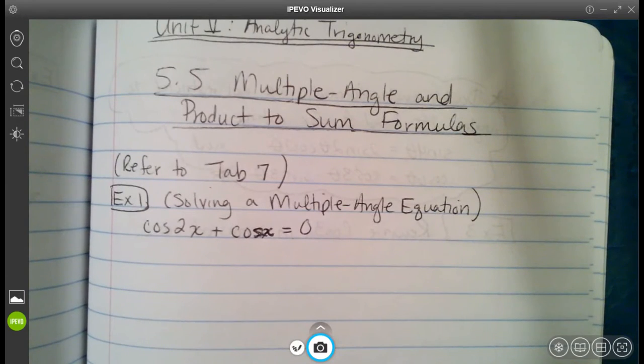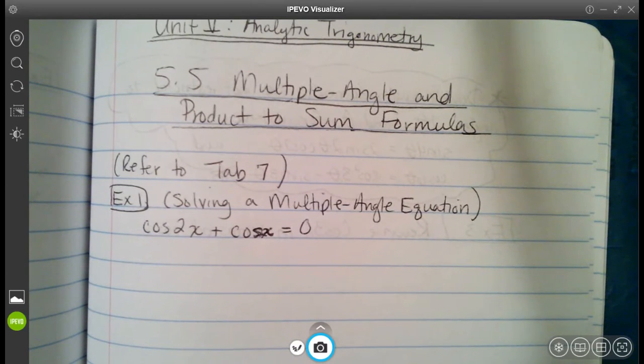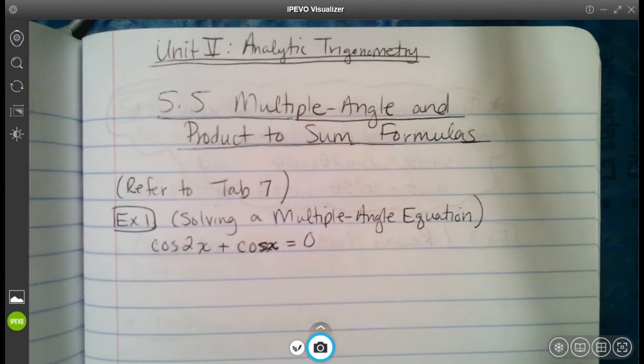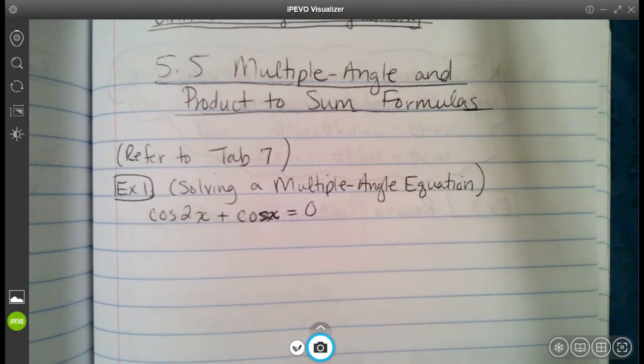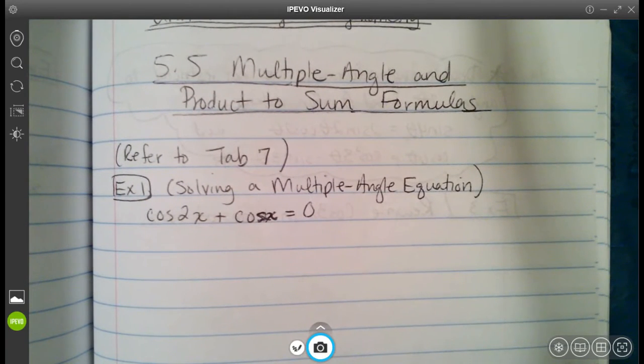In this video, we're going to go ahead and cover section 5.5, multiple angle and product to sum formulas. Still part of unit 5, analytic trigonometry. Just a heads up, this is a very long subunit, so we might go over a little bit. Let's go ahead and start with an example.